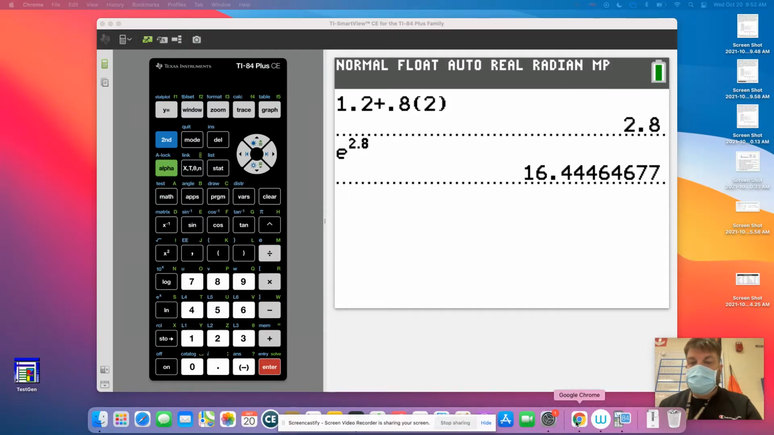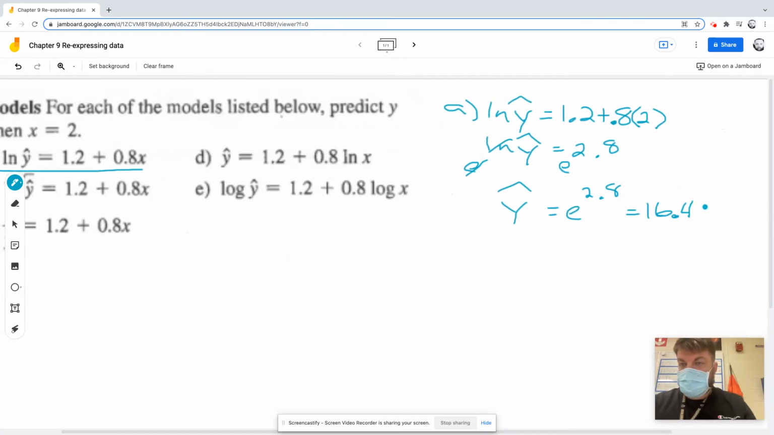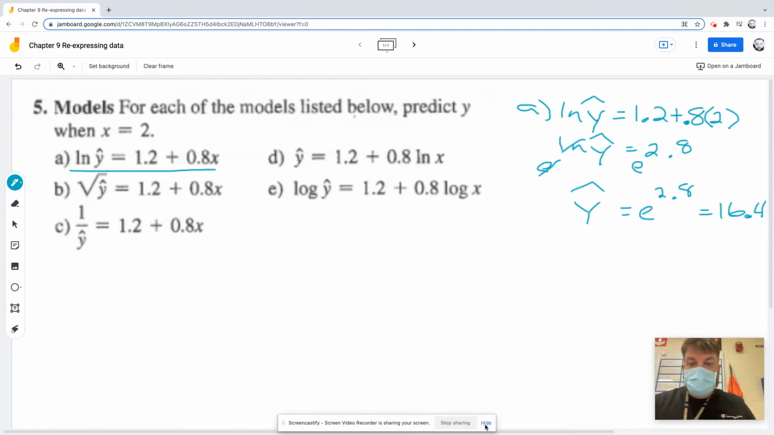So let's take a look-see at that. So this whole thing is equal to 16.44. Oh, that was pretty easy. So I got to do this with all of these. So let's do the next one.